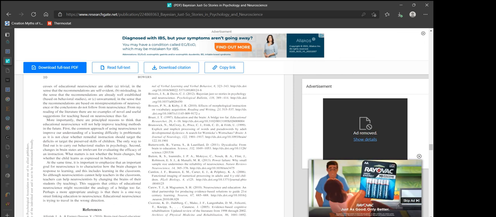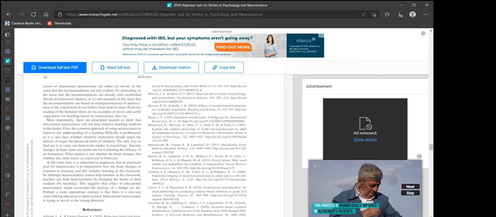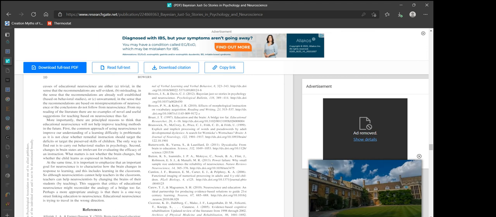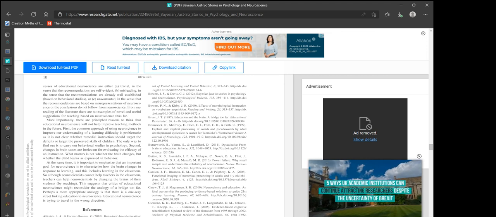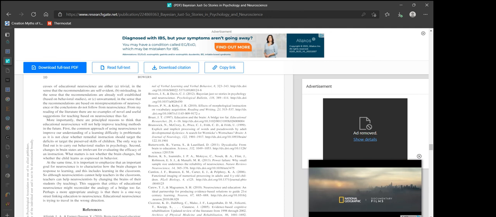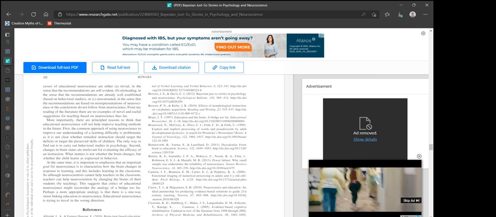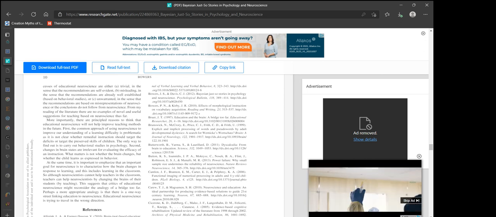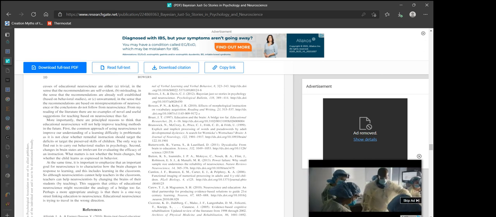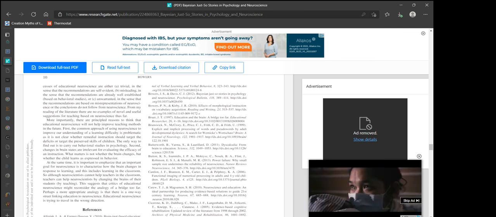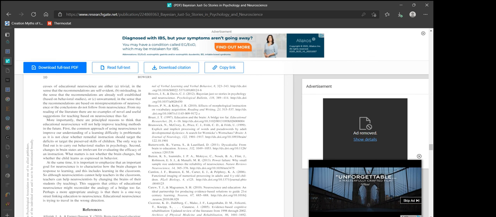More importantly, there are principled reasons to think that educational neuroscience will not help improve teaching methods in the future. First, the common approach of using neuroscience to improve our understanding of a learning difficulty is problematic, as it is not clear whether remedial instruction should target the deficits or target the preserved skills of children. The only way to find out is to carry out behavioral studies in psychology. Second, changes in brain states are not relevant for evaluating the efficacy of an instruction. What matters is not whether the brain changes, but whether the child learns as expressed in behavior.